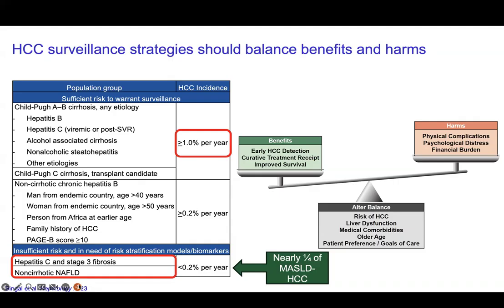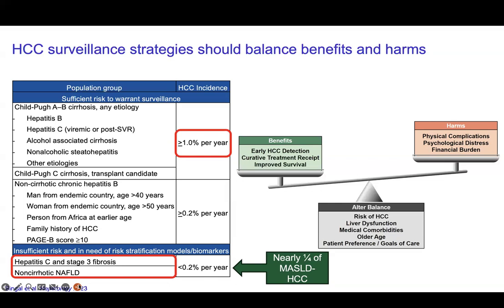Our non-cirrhotic chronic hepatitis B patients are where we spend a lot of time focusing, and this is individuals based on where you were born and then your gender. So if you're a man from an endemic country at the age of 40 or older, or a woman 50 or older, you need liver cancer surveillance. Individuals from Africa, we recommend screening earlier. Some of our guidelines recommended starting at the age of 20.